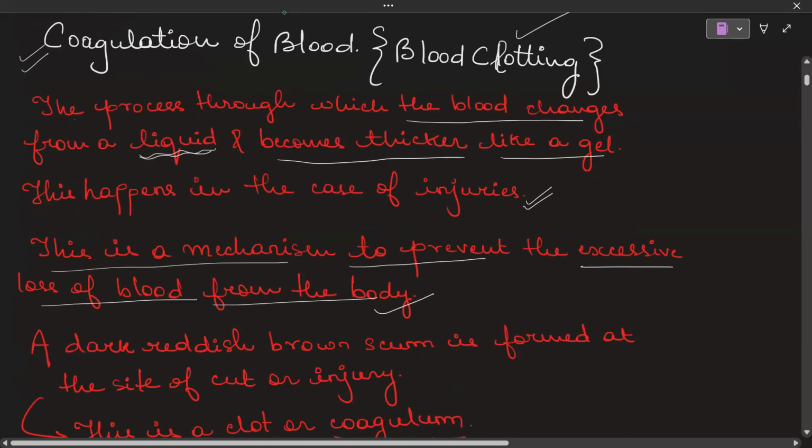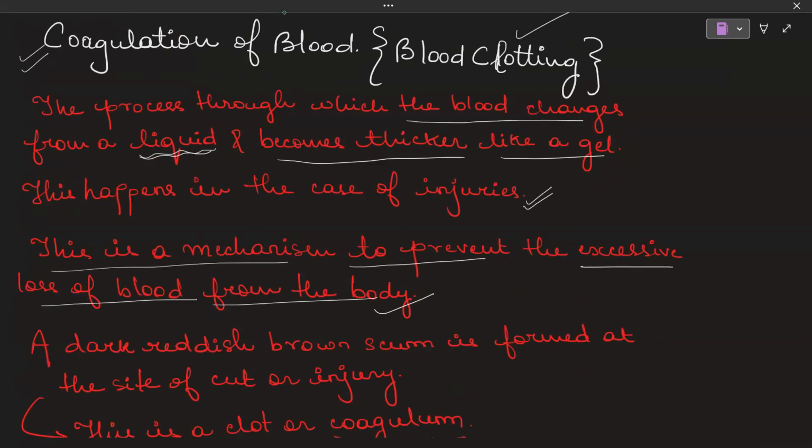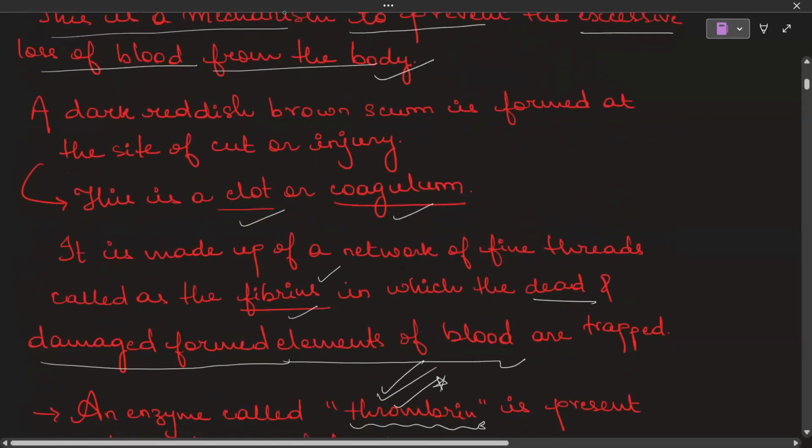Whenever we get a cut, we get a sort of injury, then the blood does not keep on flowing for the whole entire time. It stops after a while. And how does it stop? It stops because of this very special and important mechanism, that is blood clotting. Why is it there? To prevent the excessive loss of blood from the body.